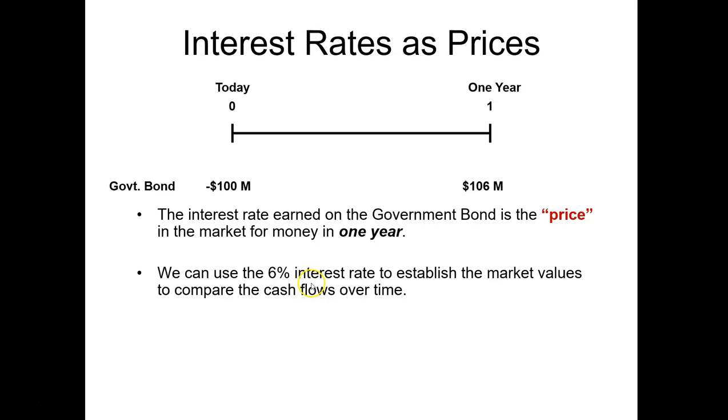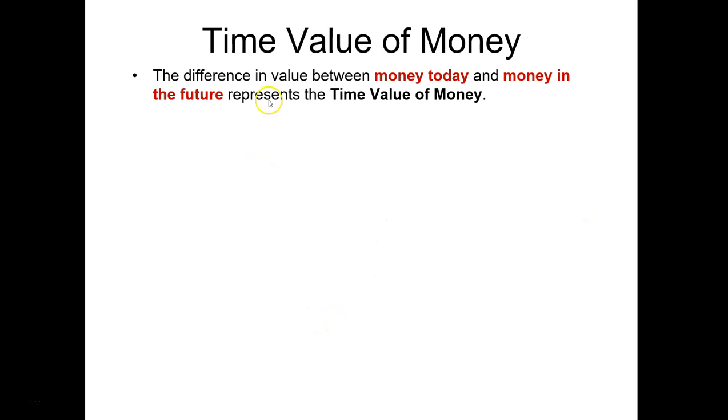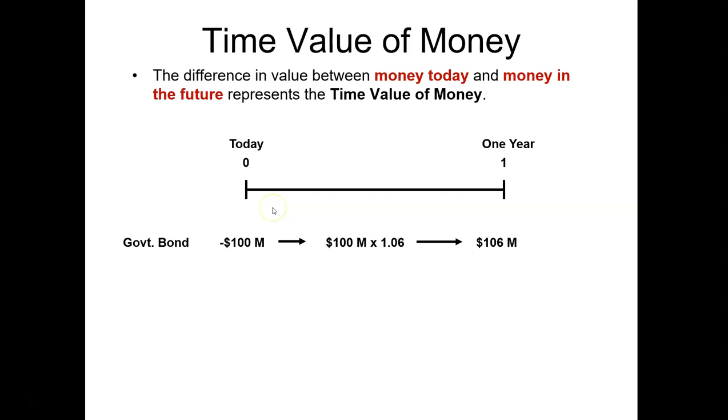Generally, we can use interest rate to establish market values of cash flow over time. For example, money 1 year ahead, money 2 years ahead, and money 5 years ahead. We can always use the interest rate to make the calculation. We call the value difference between money today and money in the future as the time value of money.